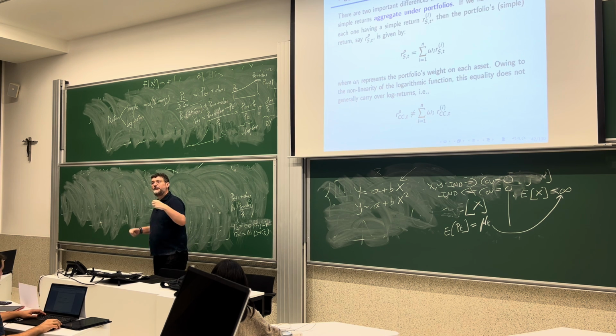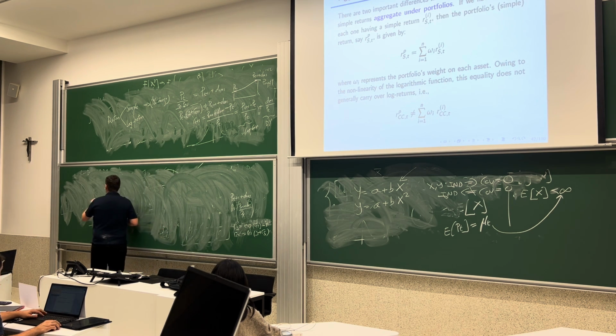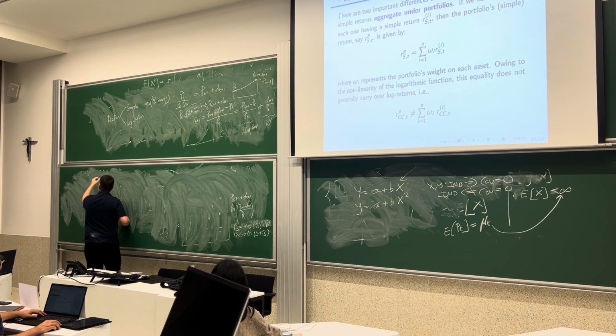Why do you do that? Because it's in my interest. It's better for me to work in this way. So what is the property that we like of simple returns? Simple returns have the property of aggregation under portfolio.